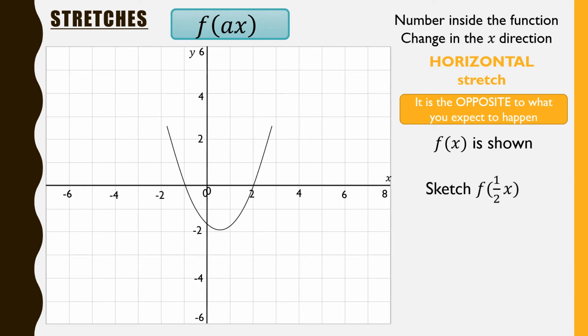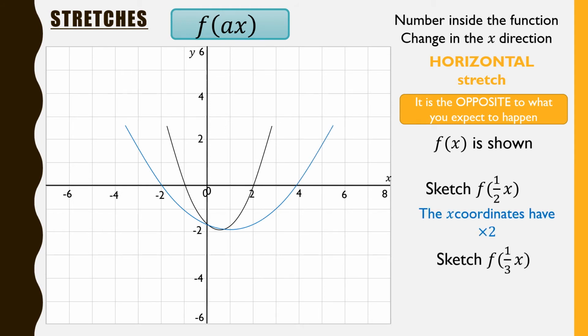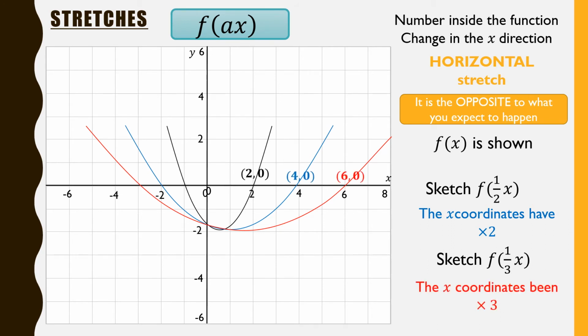Here's another example. Here's my function, f of a half x. Now, because remember we're doing the opposite to what we think is going to happen, we're actually not halving here, we're actually doubling, like this. And if we had a third of x, we're not thirding it, we are timesing it by 3. So it's actually stretching it wider. So again, it's the opposite to what you think. And if you look at the coordinates, we've got 6, 0, 4, 0, 2, 0. The y coordinate has not changed, but the x coordinate is what's been changed every single time. And it might be that the minimum point sometimes changes too, depending on the type of graph.